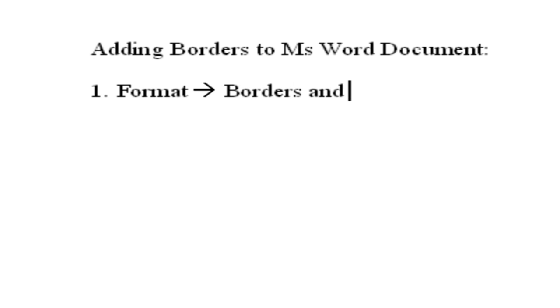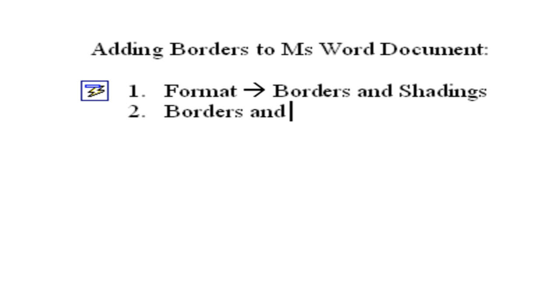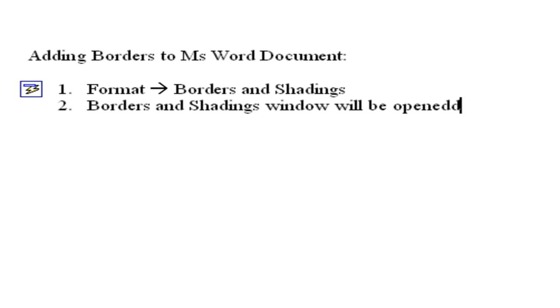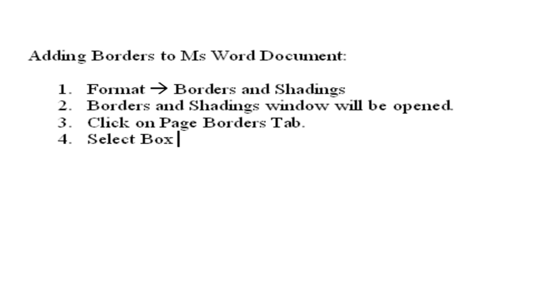first you have to click on Format menu, choose Borders and Shadings option. Borders and Shadings window will be opened. Then next you have to click on Page Borders tab in the Borders and Shadings window. Select Box option under Settings and choose Line Style and Color.